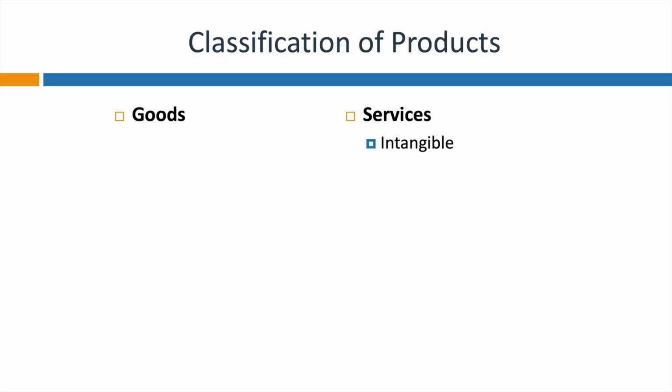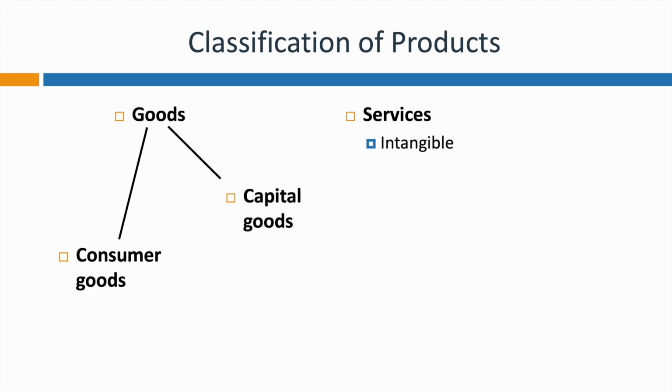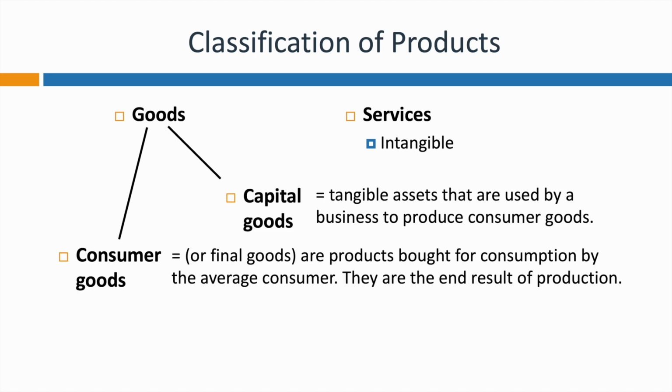So coming back to the classification of products. Products satisfy our needs and wants. We already said that. And we can classify goods even further. So we can classify goods, and the first classification is consumer goods. So these are goods bought and consumed by the end customer and end consumer. And the opposite would be capital goods.